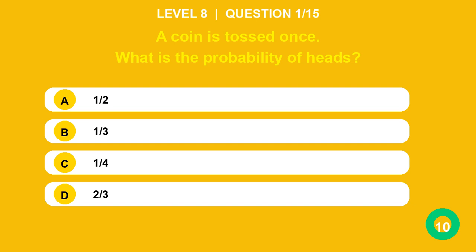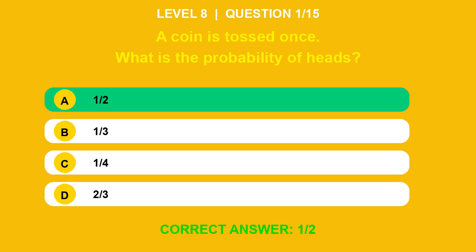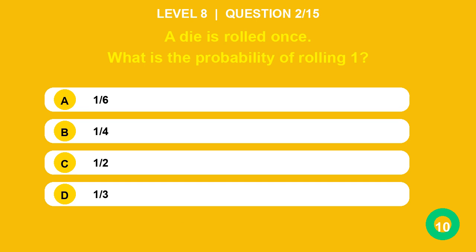A coin is tossed once. What is the probability of heads? Answer is 1/2. A die is rolled once.